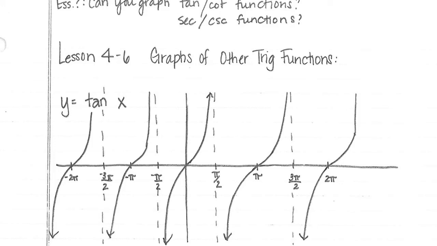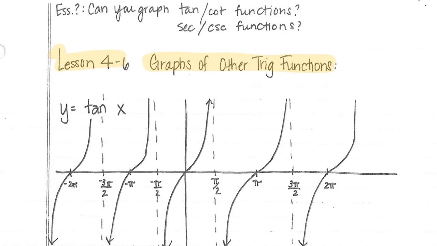All right, pre-calculus. We are moving into graphing other functions such as tan, cotan, secant, and cosecant. In class, you guys have been complete rock stars. You've done awesome. So let's go ahead and move forward. Lesson 4.6 is graphs of other trig functions. And we are graphing, can you graph tan, cotan functions and secant and cosecant functions?